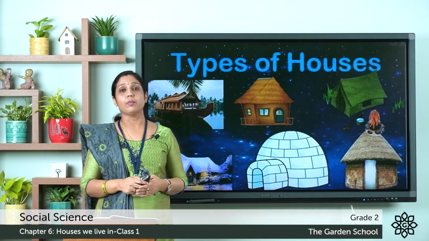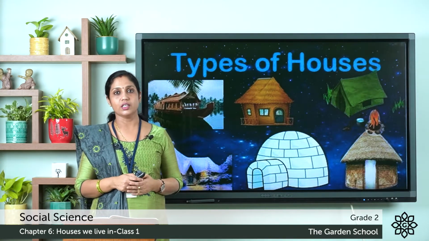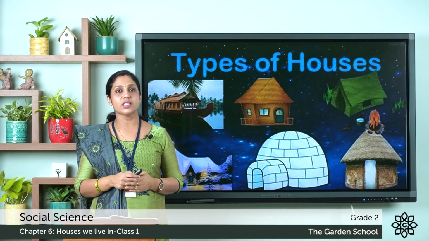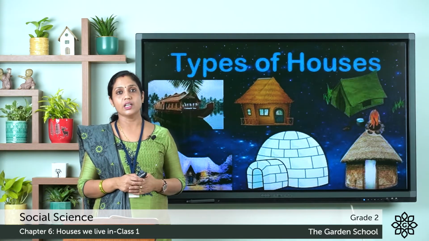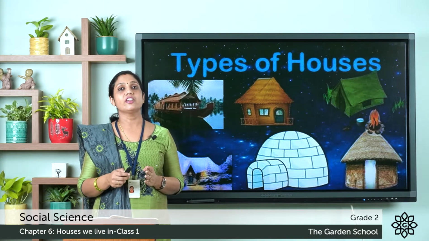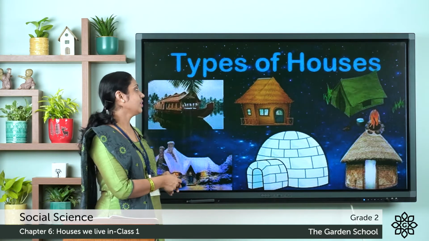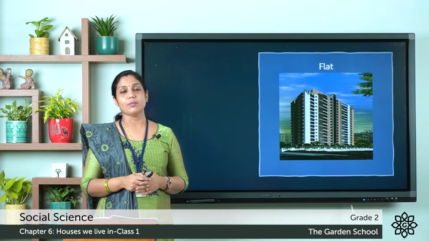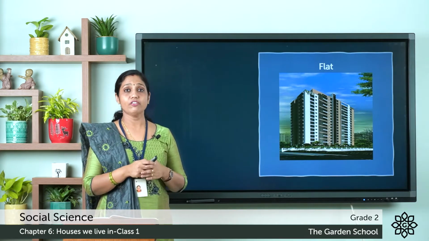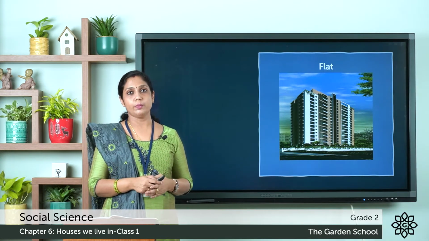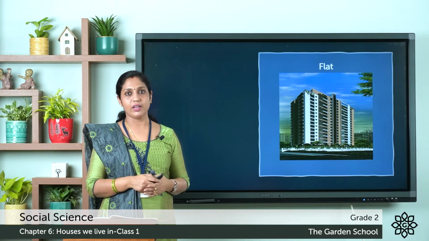Now let's learn about different types of houses. So people live in houses and people live in different places. So according to the places, there are different types of houses. So let's learn in detail about them. First, let's learn about a flat. A flat is a multi-storied building where so many families live.